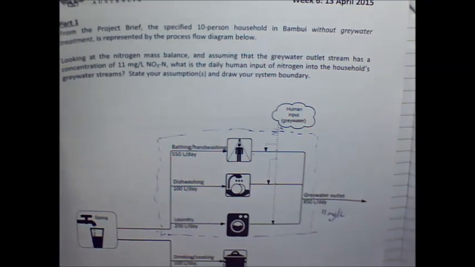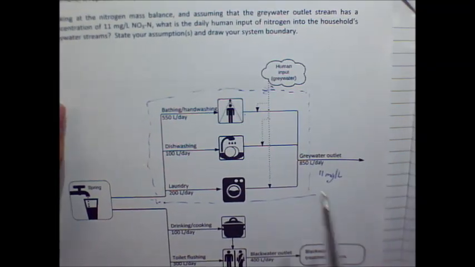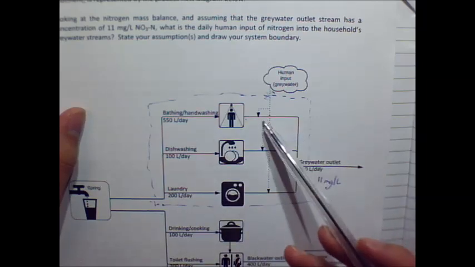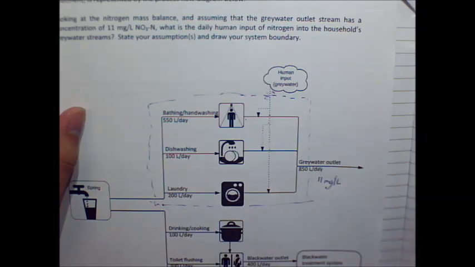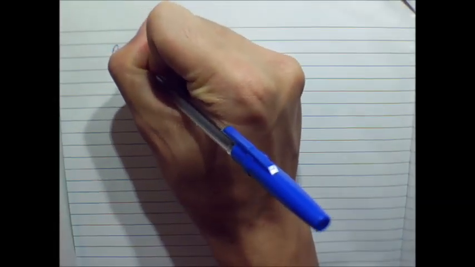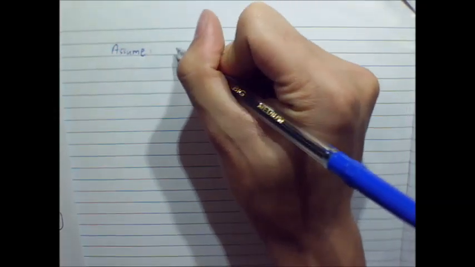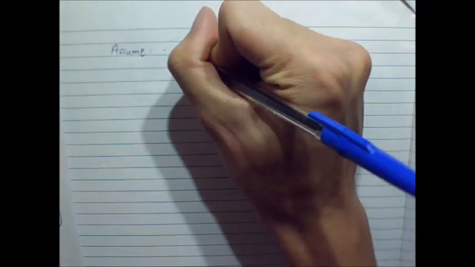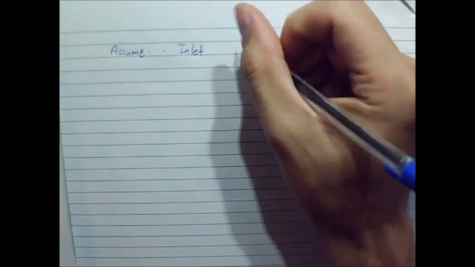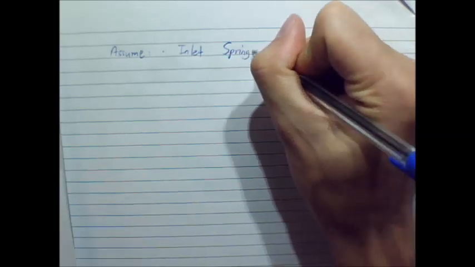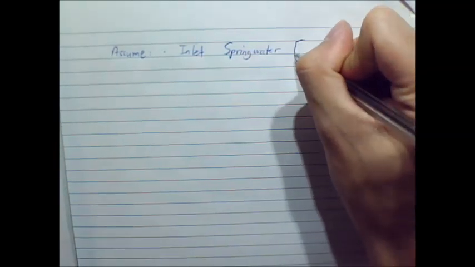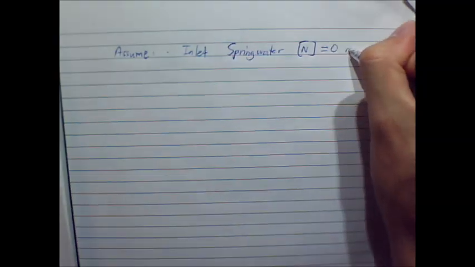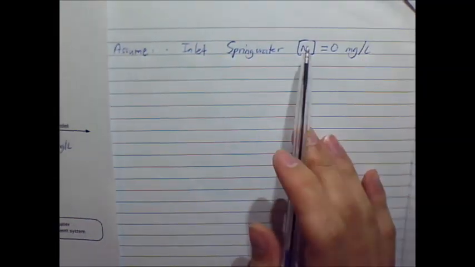Because we don't know, we can state our assumptions up front. Normally when you do these questions, you would have to draw the picture yourself and the system boundary. We've saved you a step by drawing the picture, so you don't need to draw it as the first step. After drawing a picture, we would write our assumptions. We would assume, as we know no information about it, that the inlet of spring water has a nitrogen concentration of 0 milligrams per litre. So there's no nitrogen in that spring water coming in.